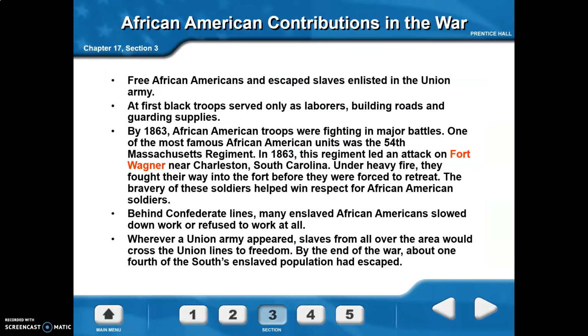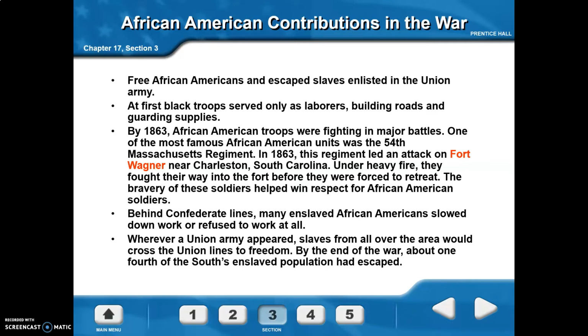Kind of want to quickly talk about the African Americans that helped out during the Civil War. So at the time, in the Union, free African Americans and escaped slaves enlisted into the Union Army. They wanted to help out. At first, it was kind of against the law for them to enlist, and then that law went away. At first, black troops only served as laborers or cooks, building roads, cleaning, or guarding supplies. But in 1863, African American troops were fighting in battles. They were helping out. And one of the most famous units was the 54th Massachusetts Regiment.